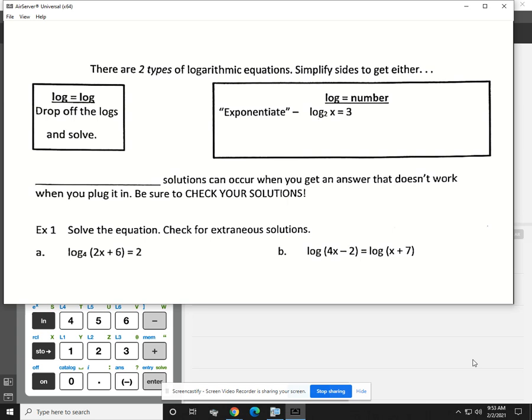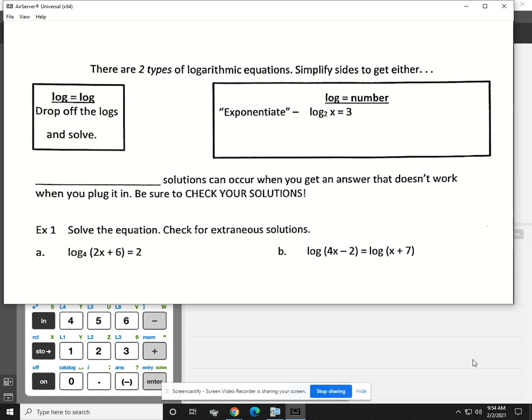Here's the new one. If you have log equals a number, you can exponentiate. You can't drop off the logs, but you can exponentiate. And that's what we spent time doing last Wednesday. How can I take a logarithm and write it as an exponent? How can I take an exponent and rewrite it as a logarithm? This is where it comes in handy.